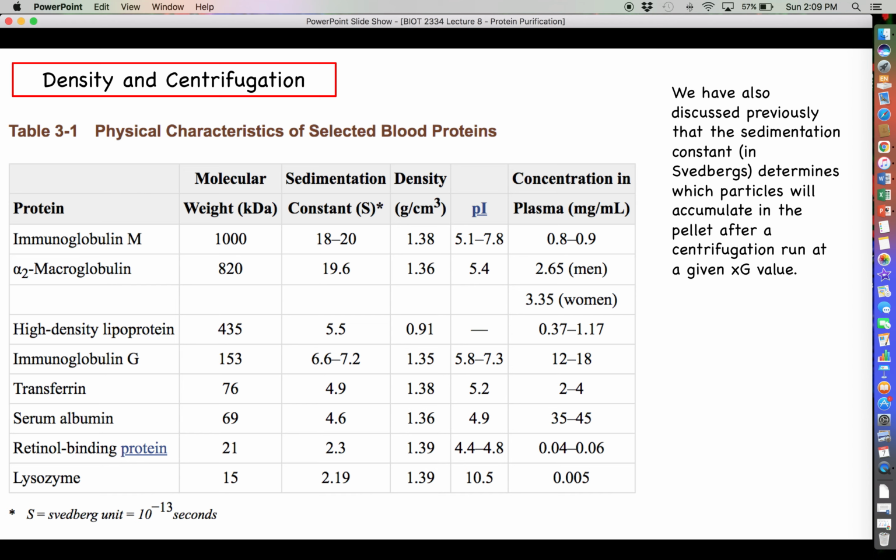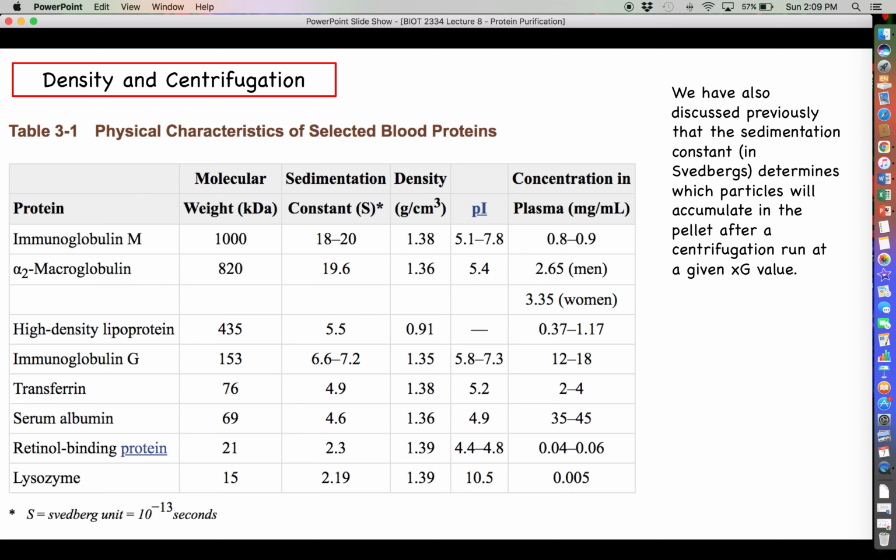So if you look at this table here, you can actually see some examples of different proteins that have very starkly different molecular weights. You can see an immunoglobulin, which is a very big protein that consists of several different subunits, having a molecular weight of over 1,000 kilodaltons. And then you can actually see a very, very small protein like lysozyme, which we've talked about before, has a very small molecular weight of about 15.